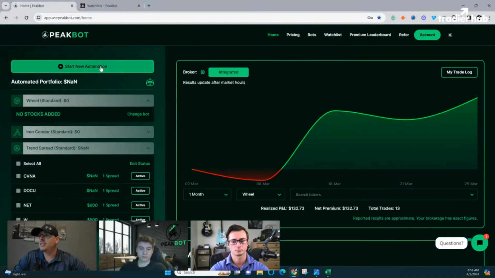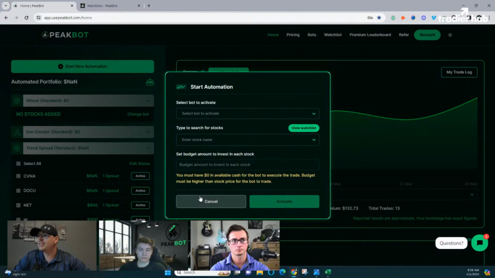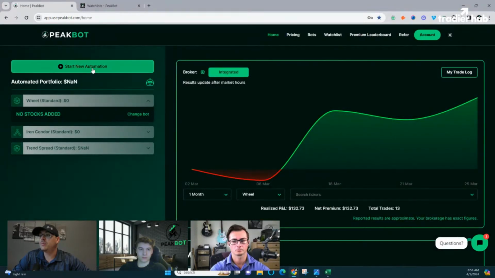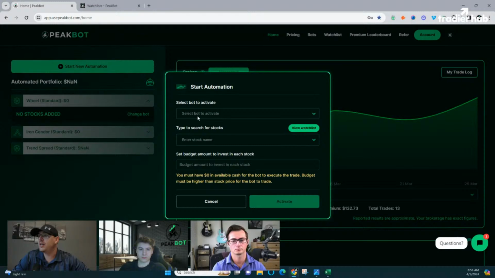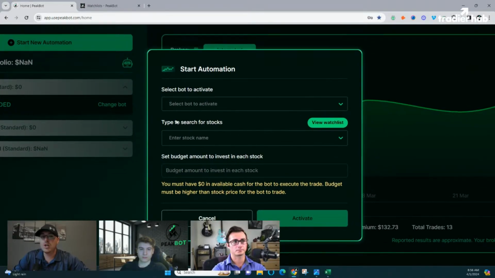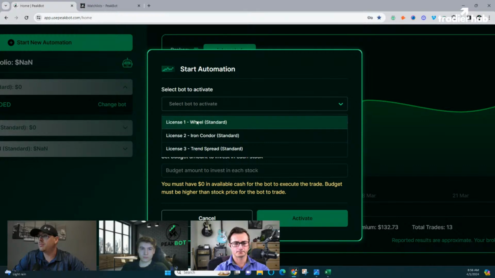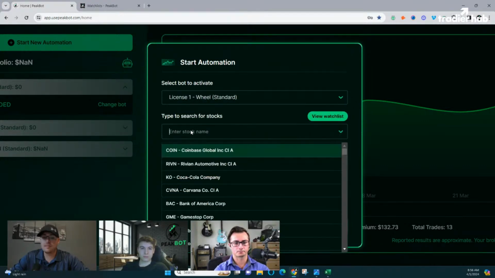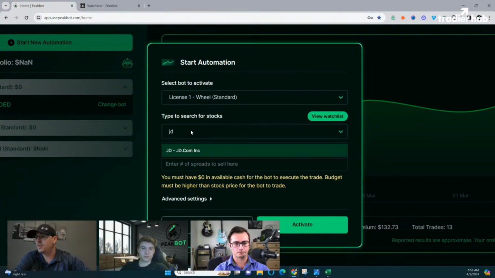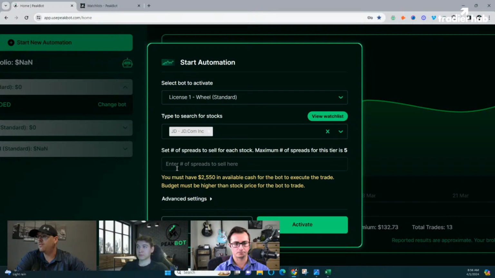I'm actually going to be adding 2 of these, so I'm going to add it separately, just so people know how to get the new stock added. You're going to click Start New Automation, and in 3 steps, you're going to be in and out of here. I'll zoom in here for us a little bit. Step 1 is select the bot. I'm going to choose the wheel. Step 2 is select your stock. I'm going to type in JD. It'll populate for me.